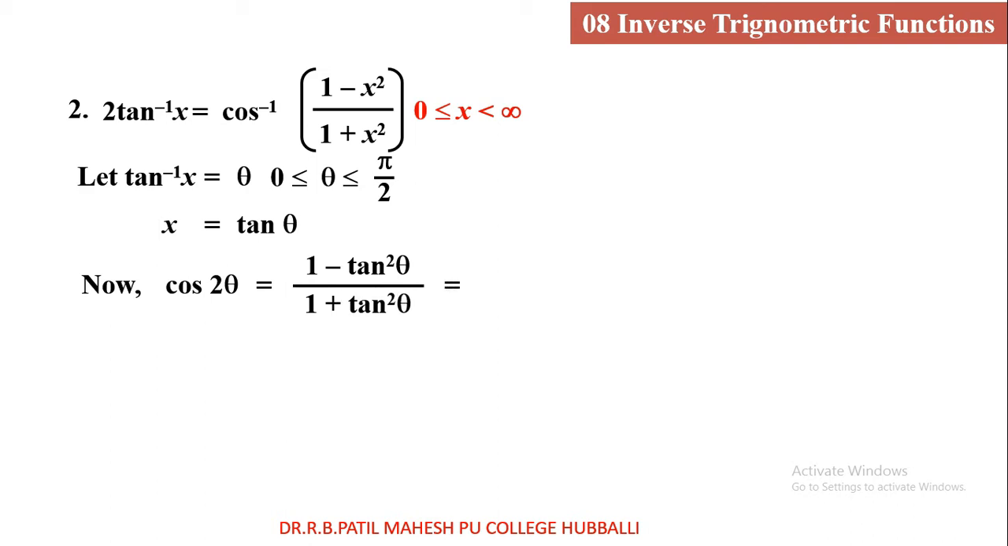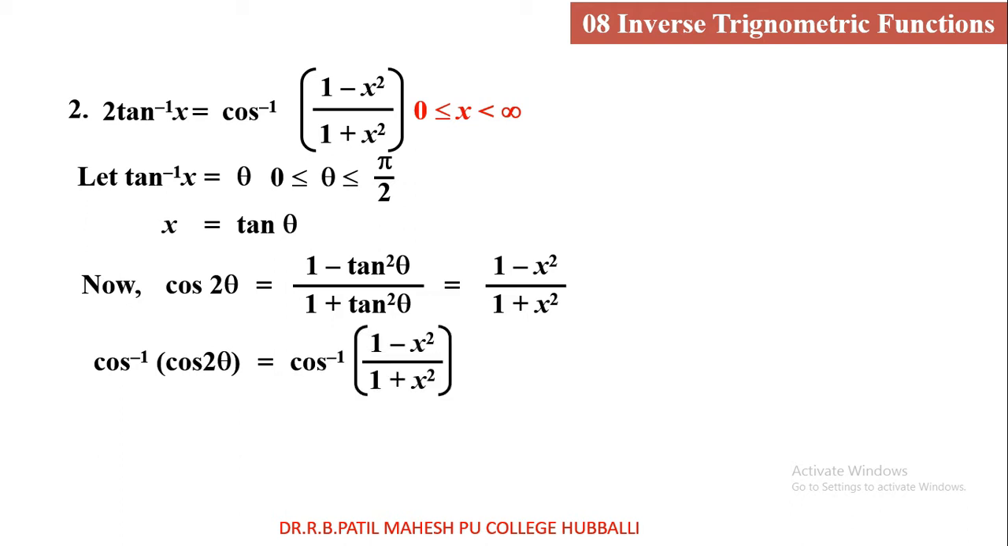So tan theta is x, tan square theta will be x square. So 1 minus x square upon 1 plus x square. So taking cos inverse on both sides, cos inverse of cos 2 theta is equal to the right side, cos inverse of 1 minus x square upon 1 plus x square. So here cos inverse and cos get removed. 2 theta is equal to cos inverse of 1 minus x square upon 1 plus x square. Replace theta here, that is 2 tan inverse x equal to cos inverse of 1 minus x square upon 1 plus x square is the proof.